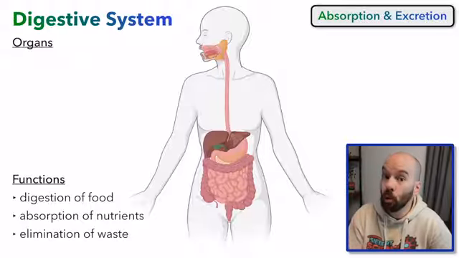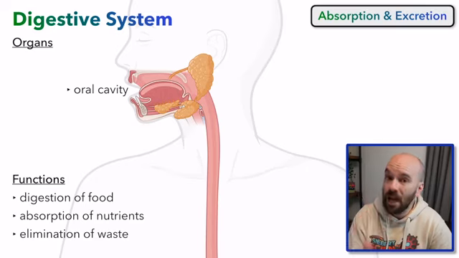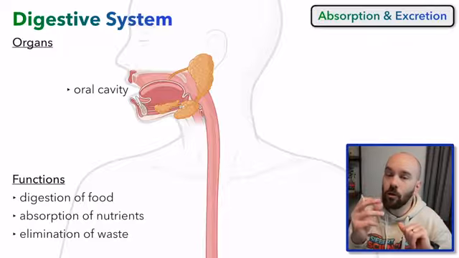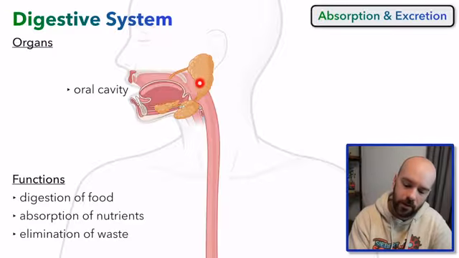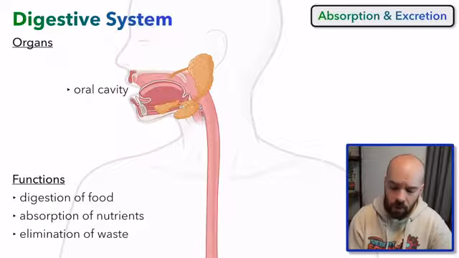Now let's take a look at all the organs that are involved. So we're first going to zoom into the mouth right here. We've got the oral cavity. We're going to be chewing food. This is mainly going to be digestion of food. We're not absorbing or eliminating anything just yet. We're going to be breaking the food down mechanically by chewing, as well as a little bit chemically because we've got our salivary glands producing saliva, which will help break down some of the food at the chemical level a little bit. We also have the esophagus.